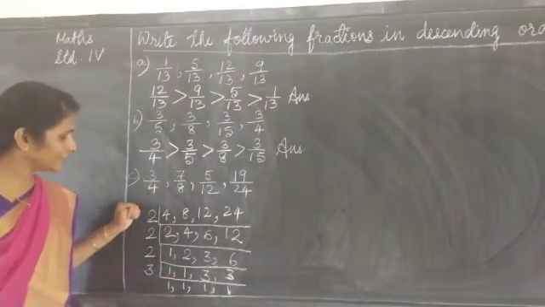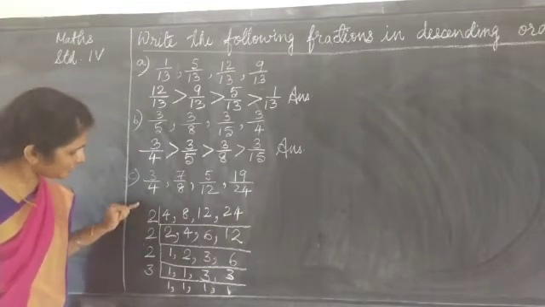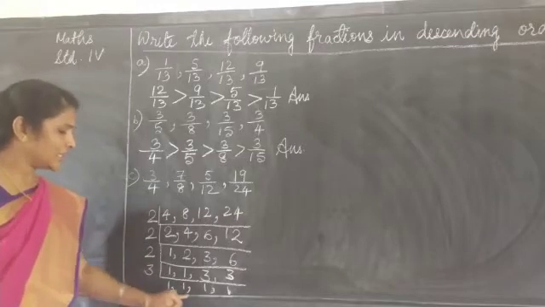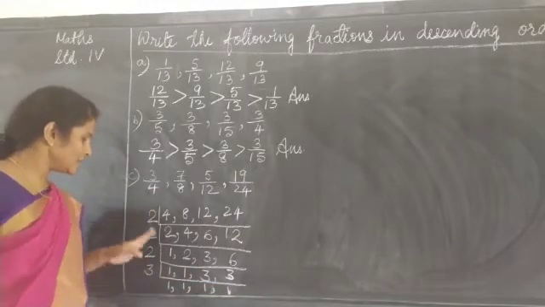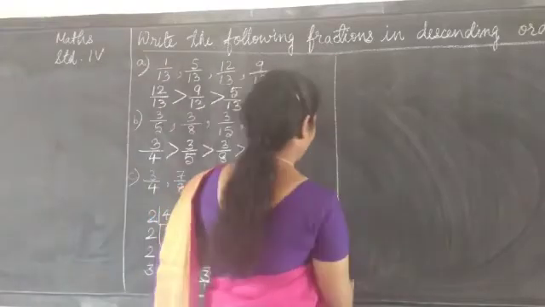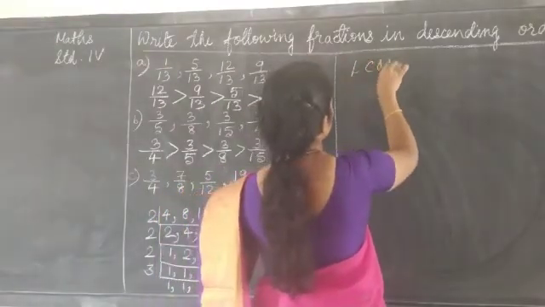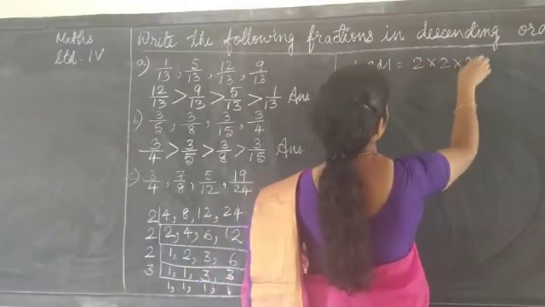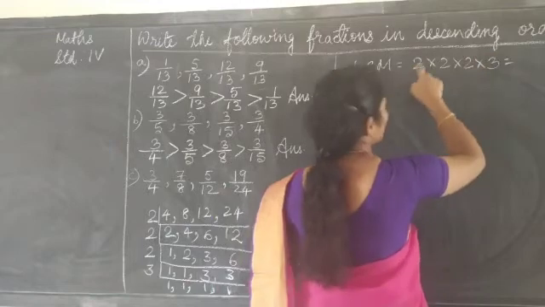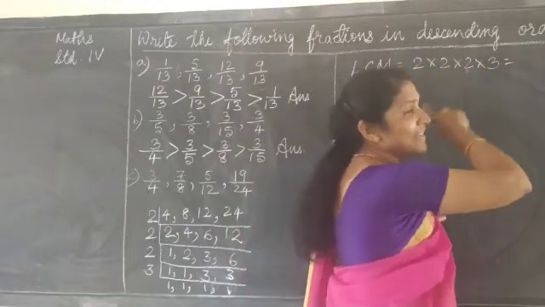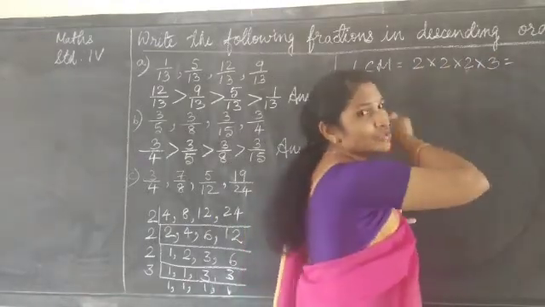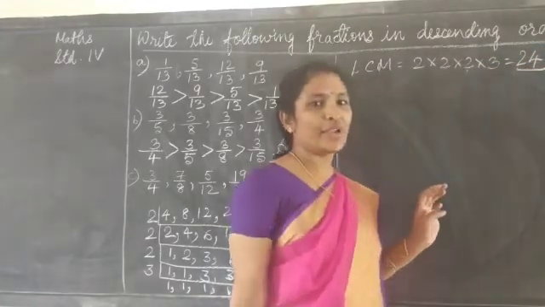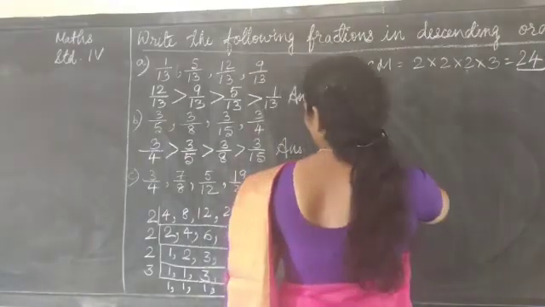So what will be the LCM of these numbers? 2 into 2 into 2 into 3. Here nothing is remaining, so we can just multiply them. LCM is equal to 2 into 2 into 2 into 3. That is 2 2s are 4, 2 4s are 8, 3 8s are 24. LCM is 24. Now what we have to do?